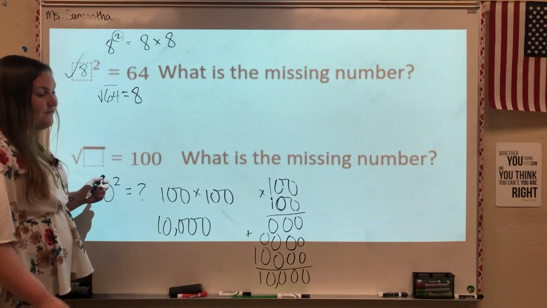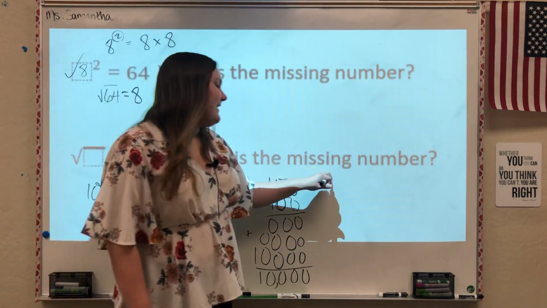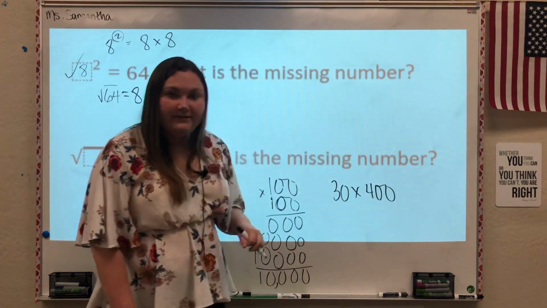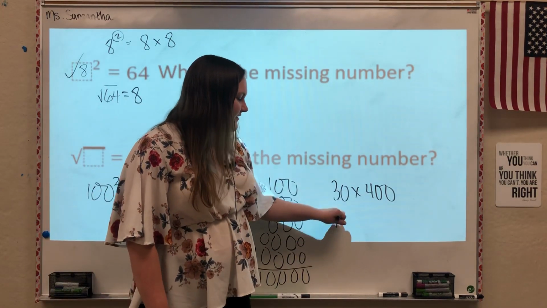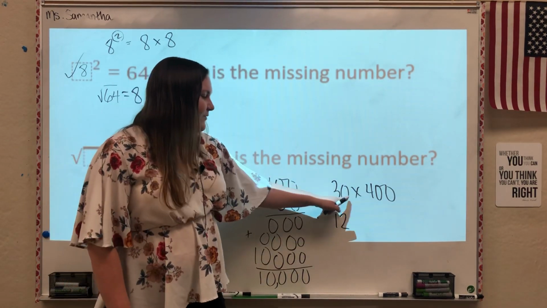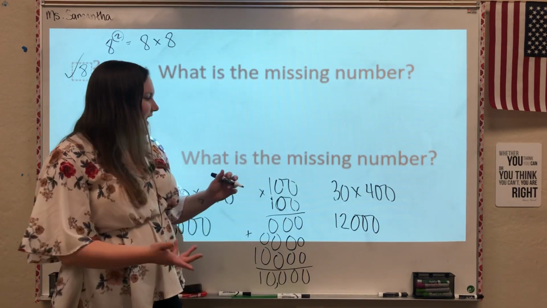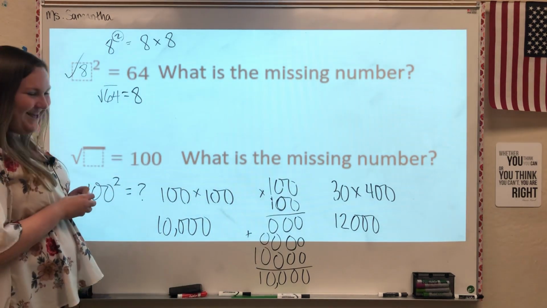You can do that trick for any multiplication problem that ends with zeros. So something like 30 times 400. Instead of doing all of this again, you could say 3 times 4 is 12. And then 1, 2, 3 zeros means 1, 2, 3 zeros. Fun fact. Not super related to what we're doing though, so I'm going to stop doing that.